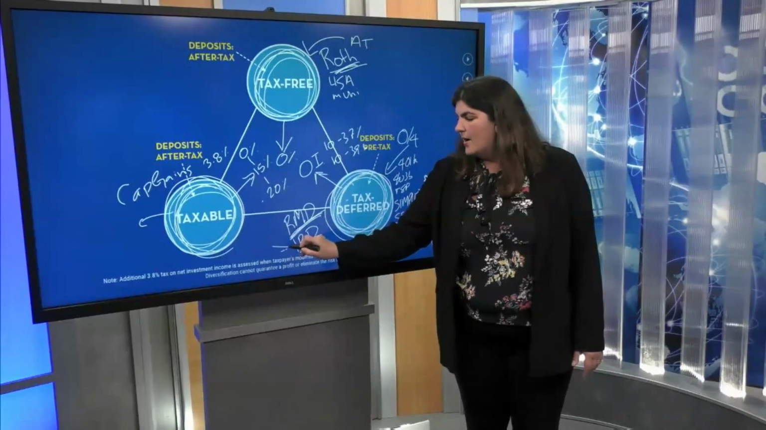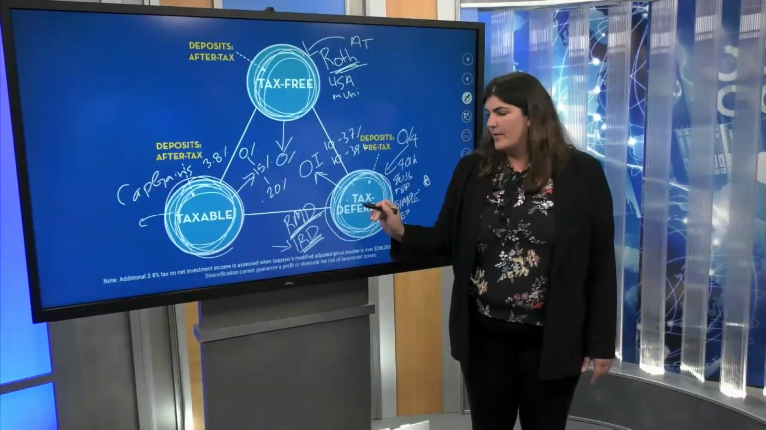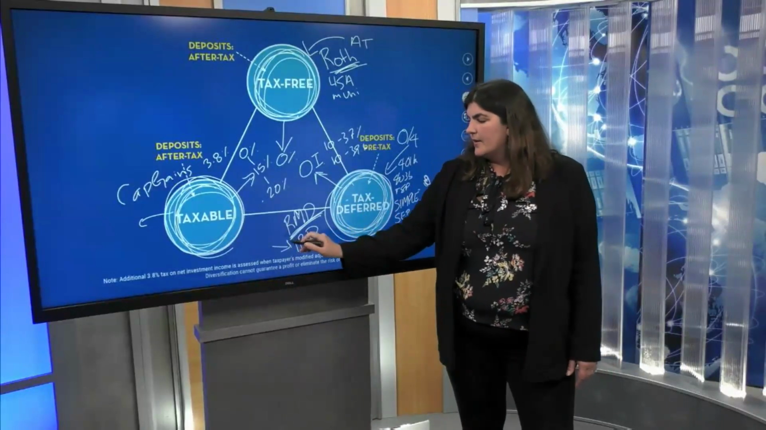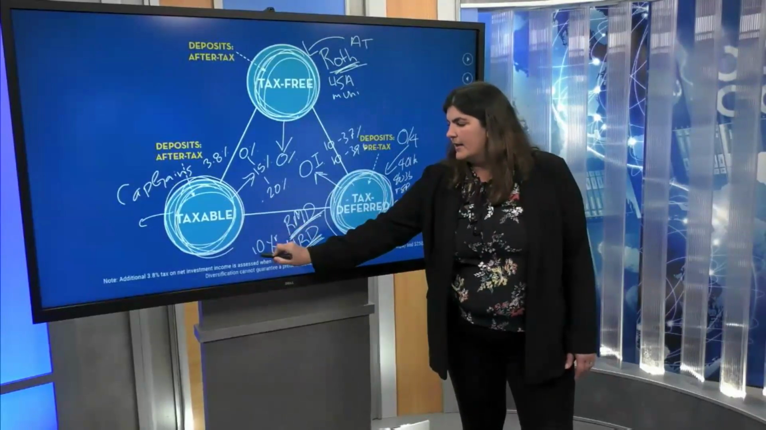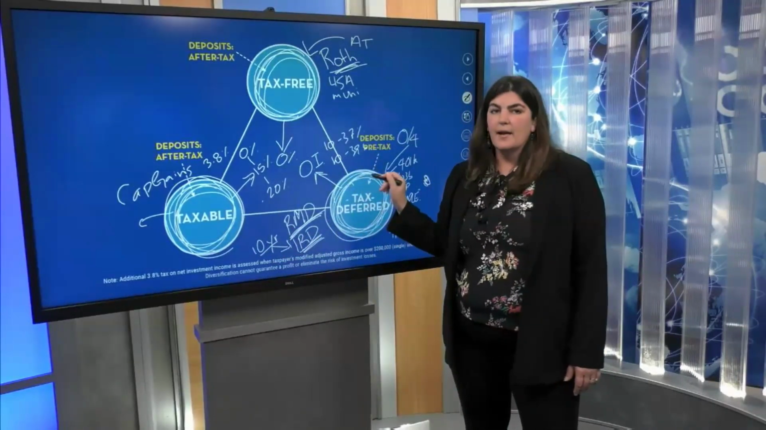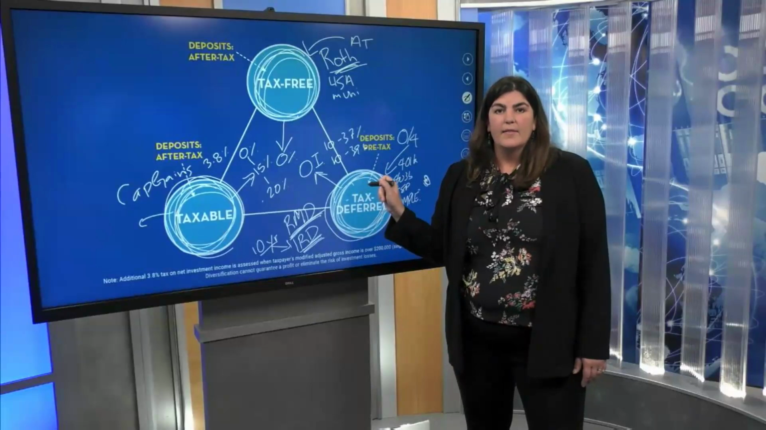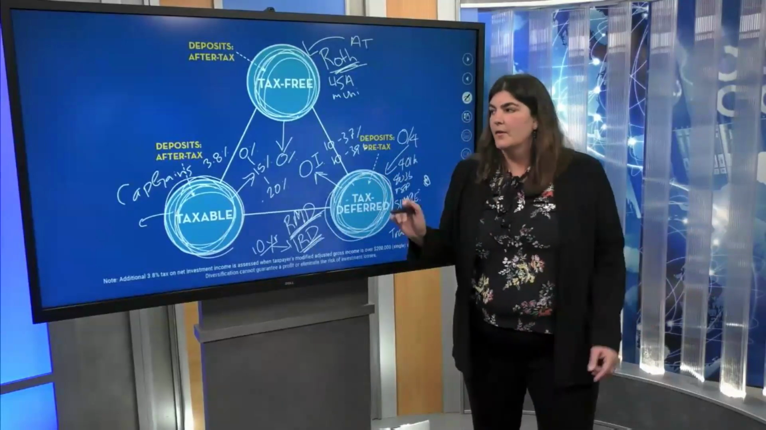And under the SECURE Act, which came out about 5 years ago, most beneficiaries have to completely empty this account in 10 years. And so, depending on how much money is in this account, this can be a really big tax bill for your beneficiaries.